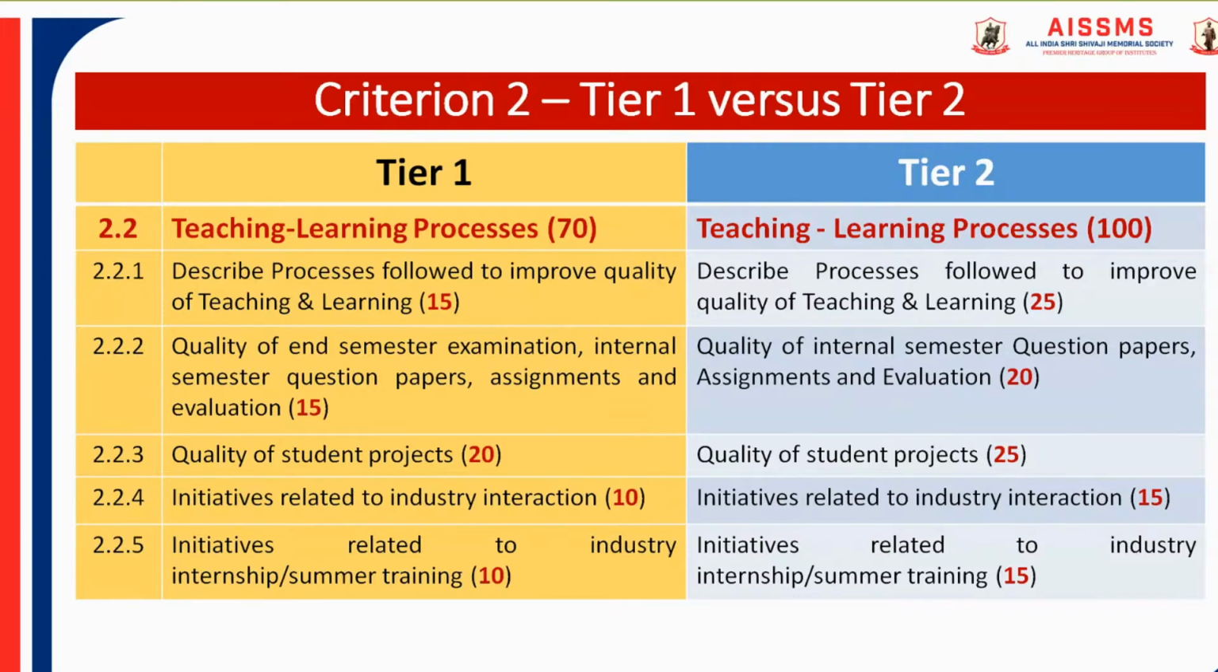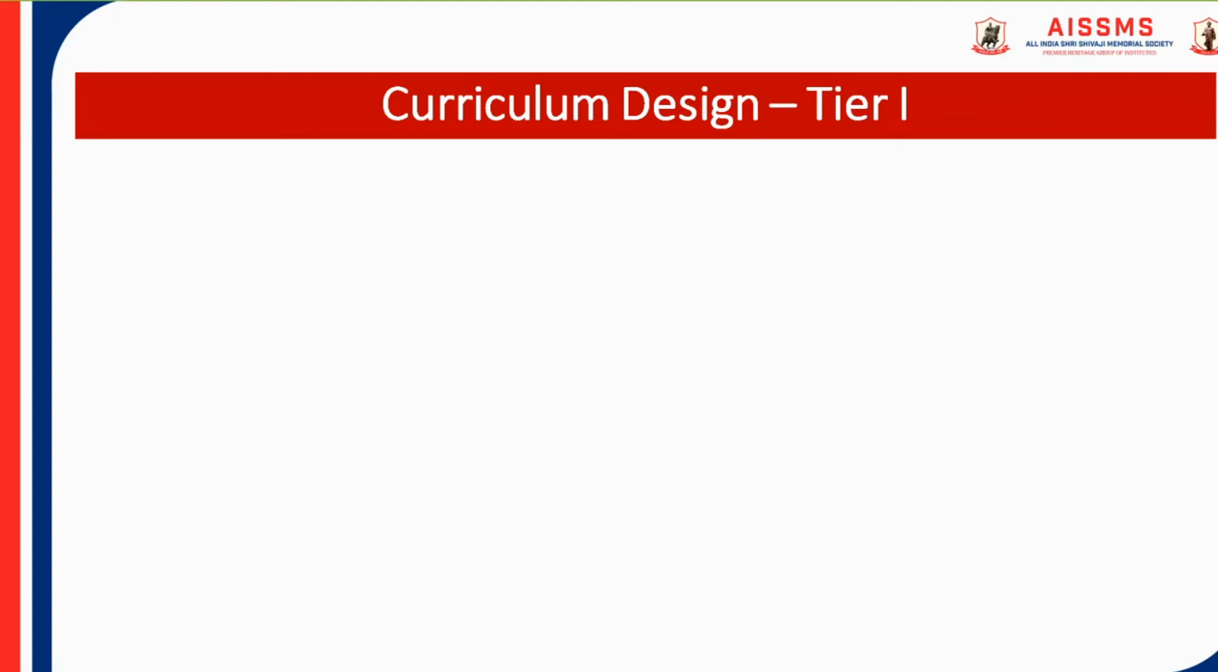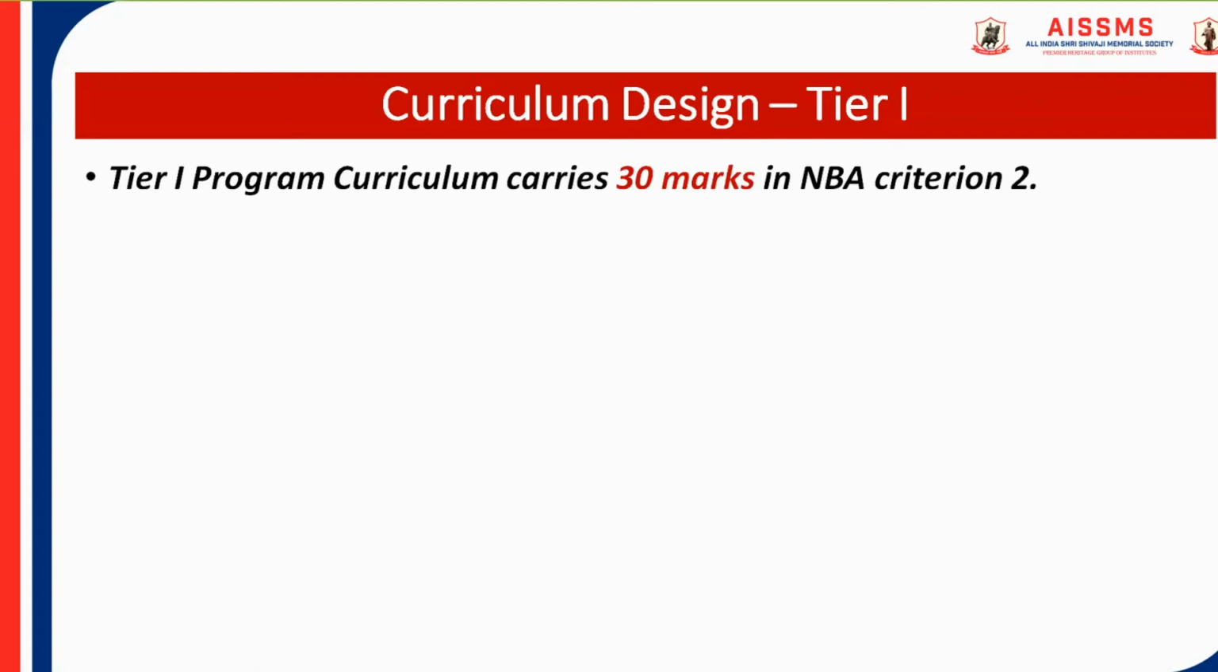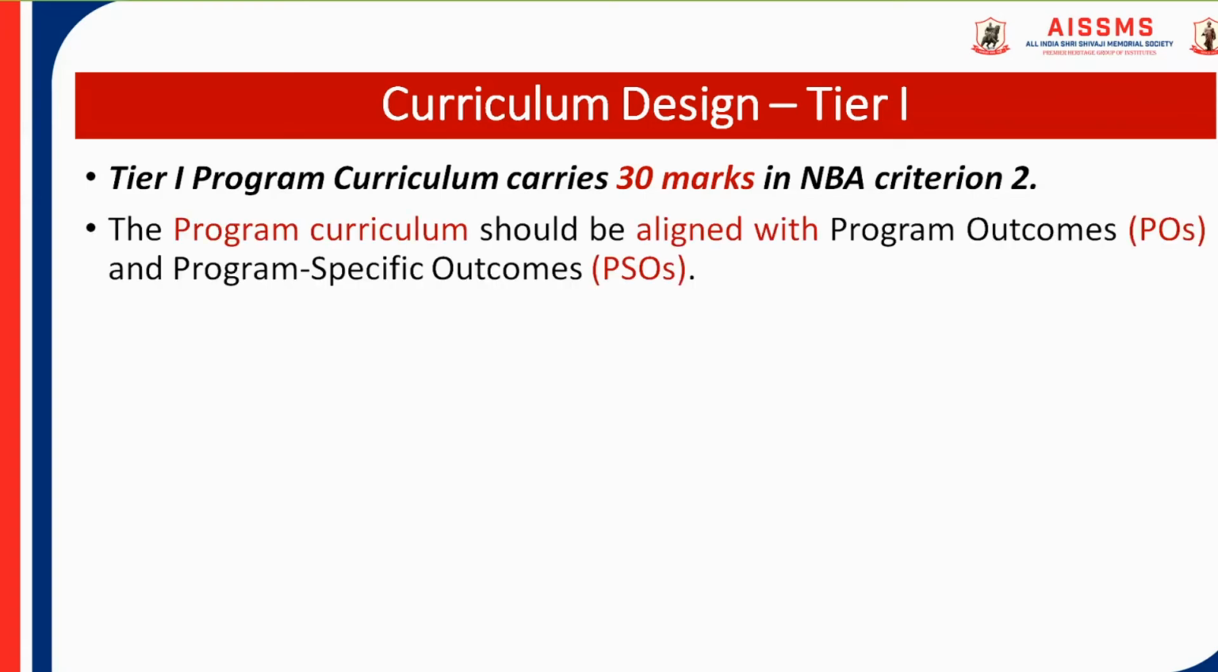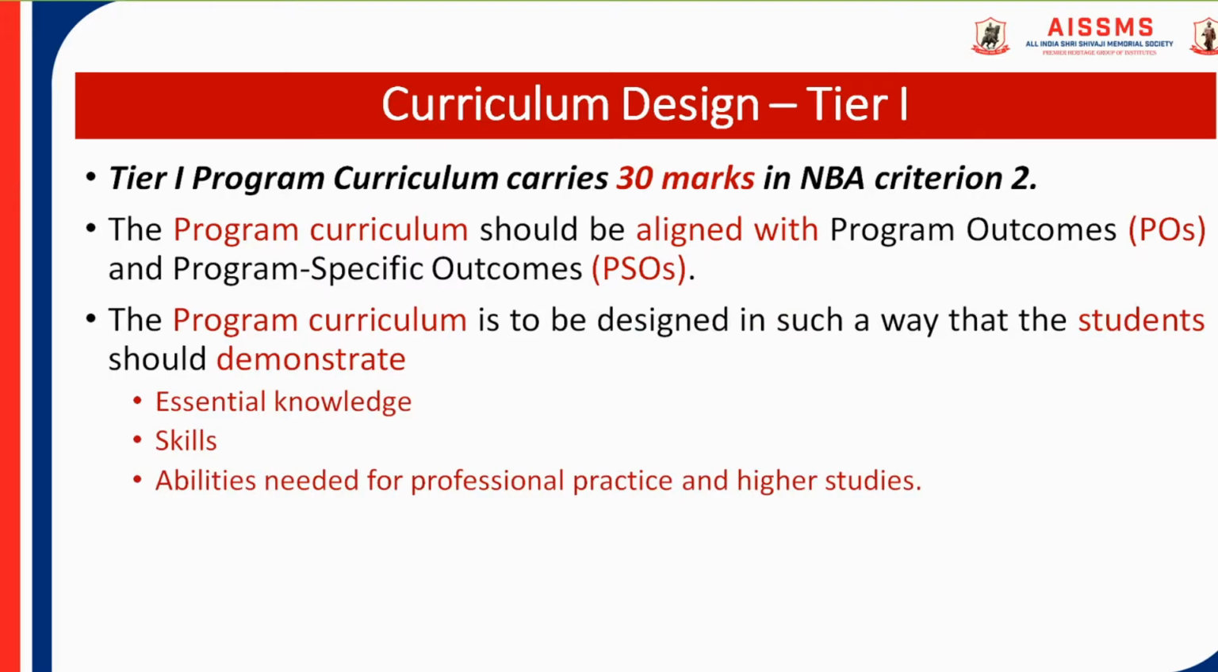Moving on to the curriculum design of the tier 1 institutions. As I said, we have 30 marks in the NBA criteria. What we are supposed to do here is that the program curriculum should be aligned with the program outcomes and program specific outcomes, which I have already emphasized. Then the program curriculum is to be designed in such a way that the student should demonstrate the essential knowledge, the skills and abilities needed for professional practice and higher studies.